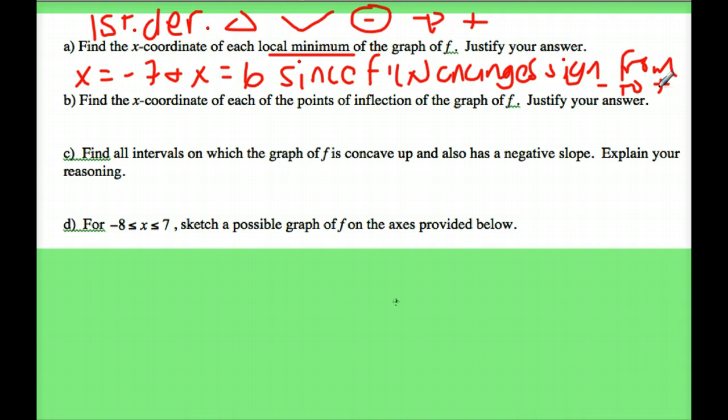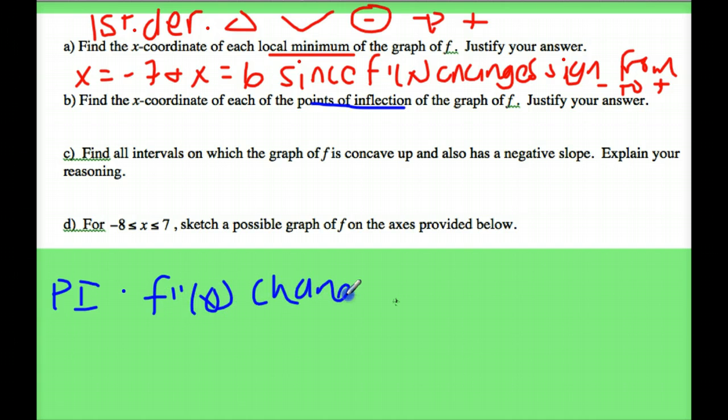So let's go ahead and take a look at the next question and see what it's saying. It says, find the x-coordinate of each of the points of inflection of the graph of f. Justify your answer. So we know a point of inflection is when the second derivative changes sign.